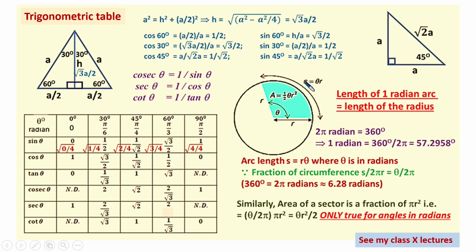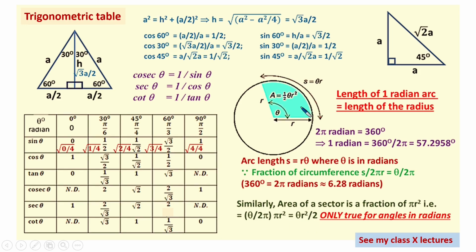So here I have written S, and this area is nothing but, as I have shown here, the fraction of theta by 2 pi, and pi r square is the area of this circle. So you have to take the fraction, that is theta by 2 pi times pi r square. So this pi and pi will get cancelled, so you have theta r square by 2.